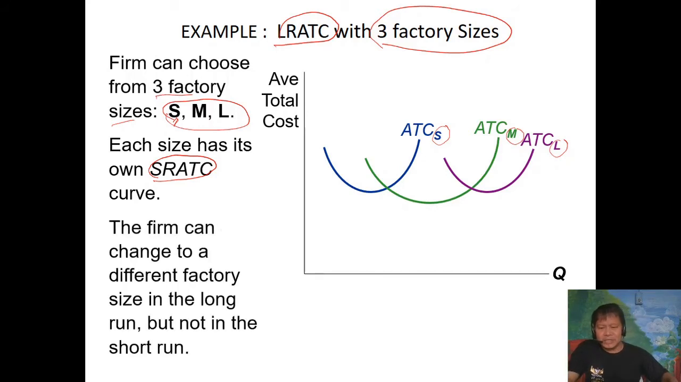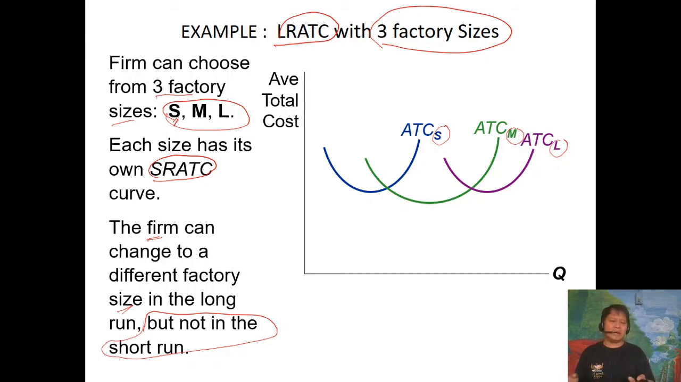Okay, so the firm can change to different factory sizes in the long run. So any firm can change to a different factory size because small ones can expand to a bigger production, and the medium one can expand to a larger production. Okay, so the firm can change to different factory sizes in the long run, but not in the short run, because it is very impractical for us to change our factory sizes in a very short period. For example, within 2 years, you change from small factory to medium and to large.